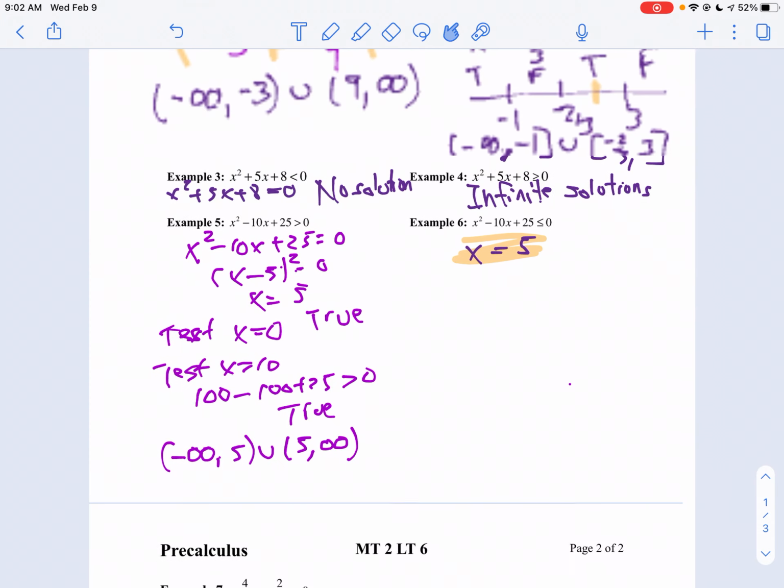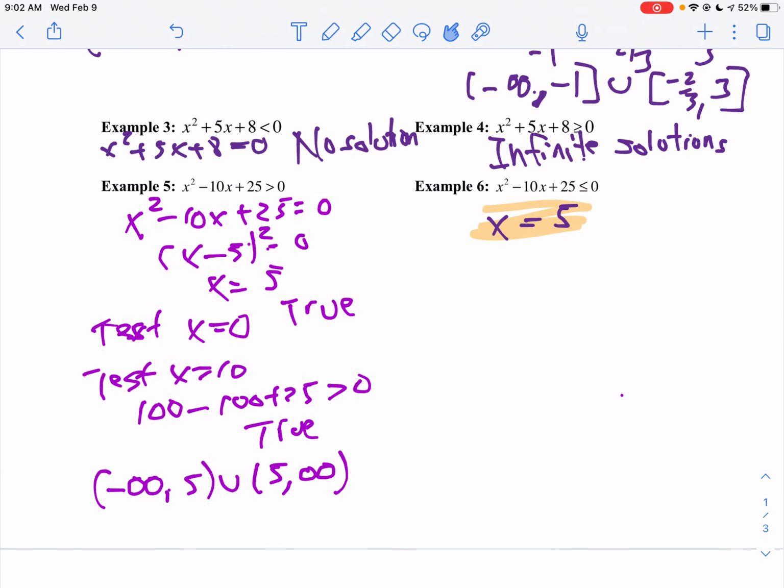We call those kind of weird. These last four, they're kind of weird solutions, aren't they? They are unique.